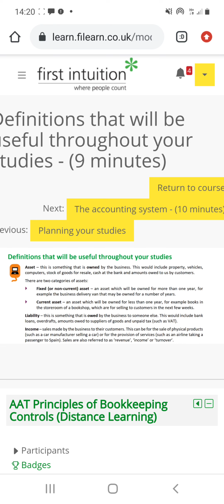Starting off, first of all, with just some definitions. As I said, there shouldn't be anything in here you're not familiar with, but it's just to make sure that if you've had a bit of a gap or a break in studies, you are familiar with these terms. So first of all, an asset. Remember, assets are just things that are owned by the business. That's essentially all they are.